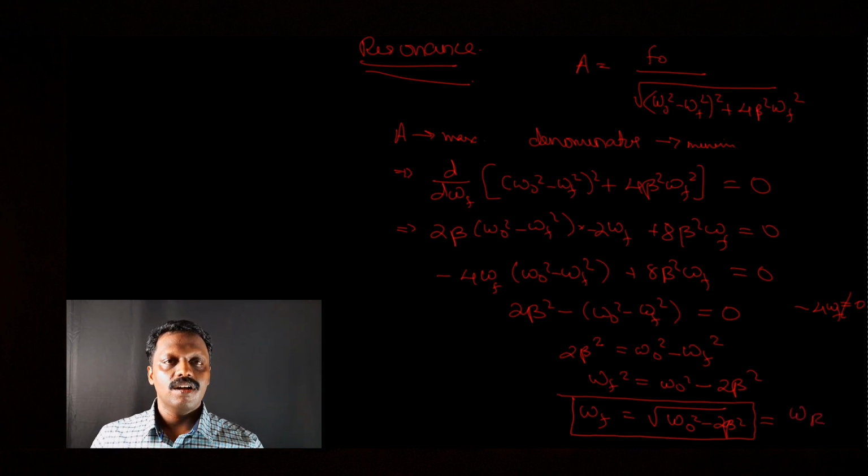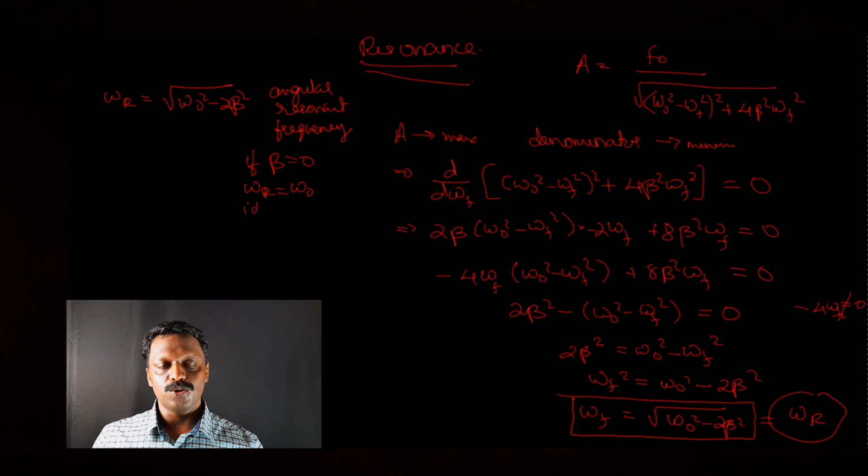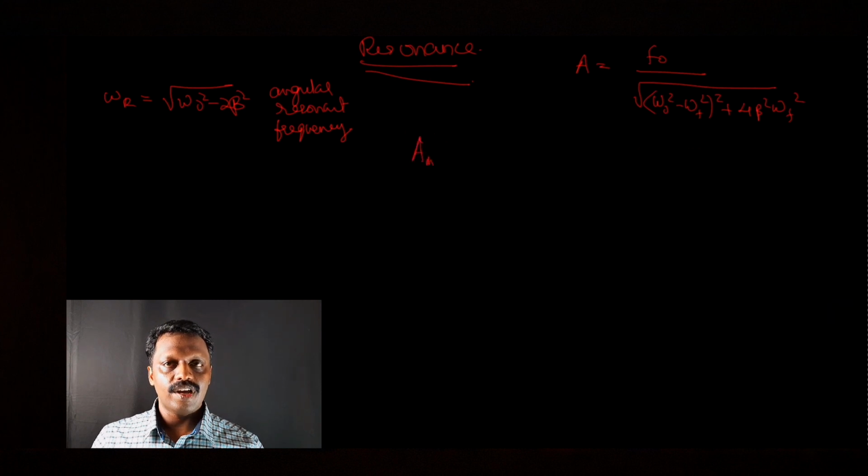So correspondingly, omega r is equal to root of omega naught square minus 2 beta square is the angular resonant frequency. If beta is 0, the angular resonant frequency is same as the natural angular frequency, which is the ideal condition of simple harmonic motion. In order to find the maximum amplitude, we will substitute the value of the angular resonant frequency instead of omega f in the equation for amplitude.